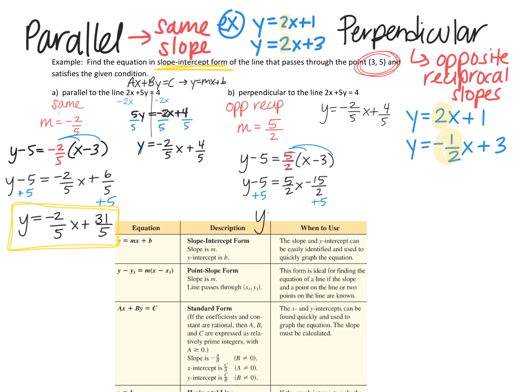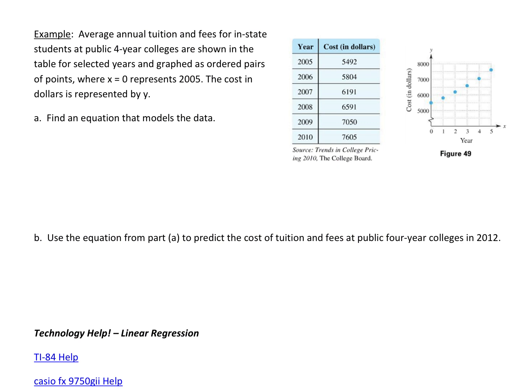Okay. I will put what I get on the board, and then you can compare it to what you have. Okay, you have a lovely table here that is showing the year and the cost of tuition and fees for in-state tuition at public college.